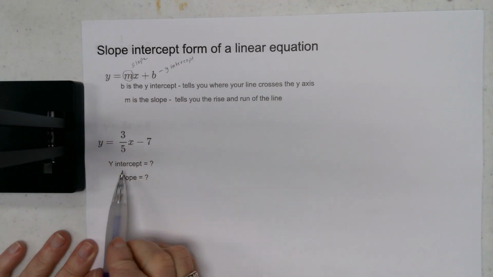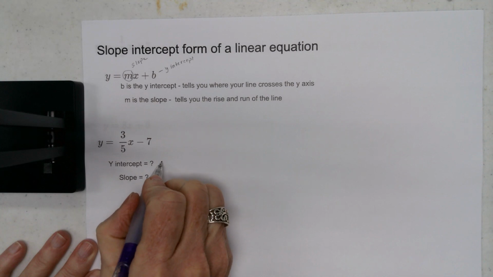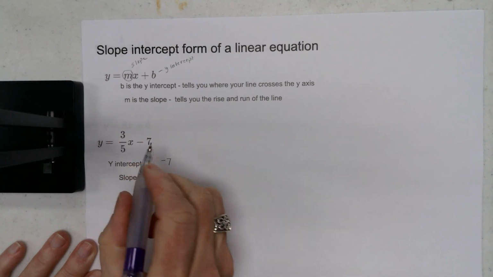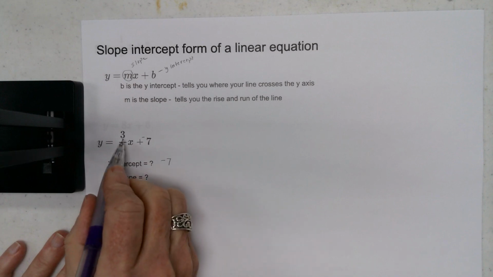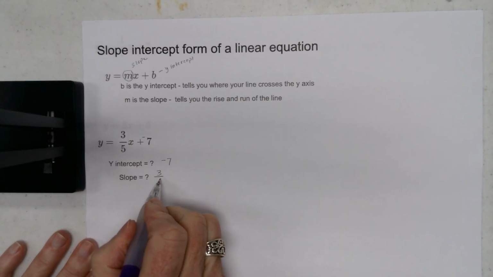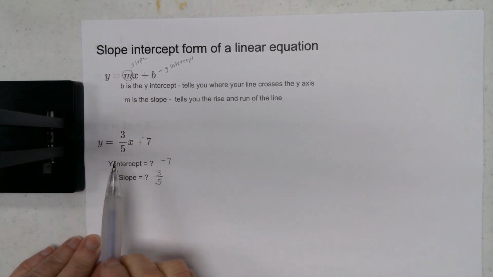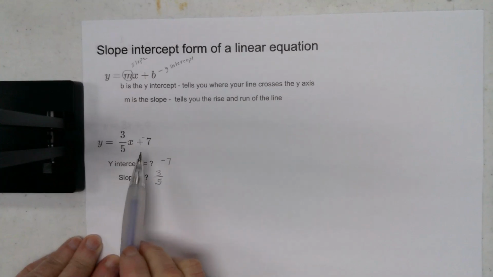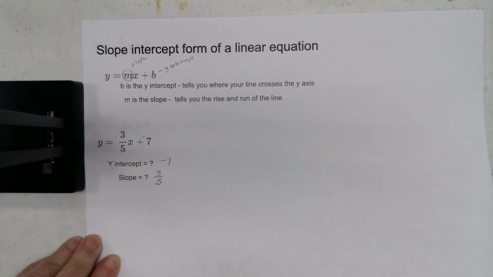So if they were to ask me what the y-intercept of this particular equation is, it's going to be -7. You can add the opposite of the second number there. The slope would be this number that's right here in front of the x, so the slope is 3/5. So when you have an equation that's in slope-intercept form, you should be able to recognize the y-intercept and the slope.